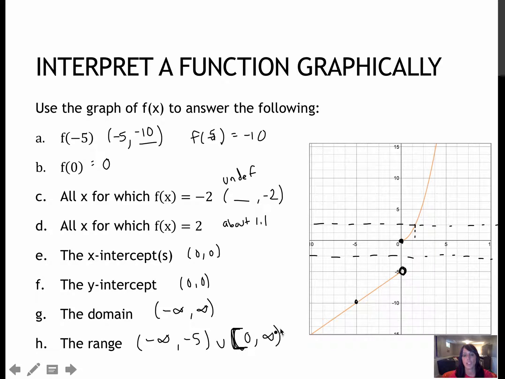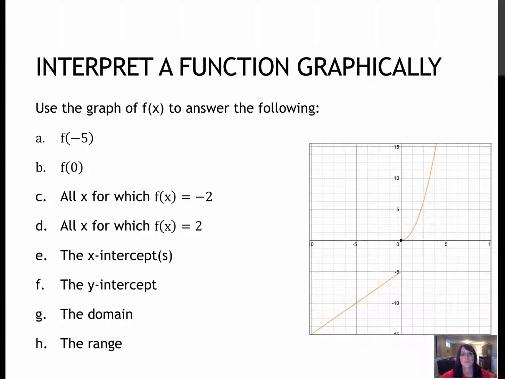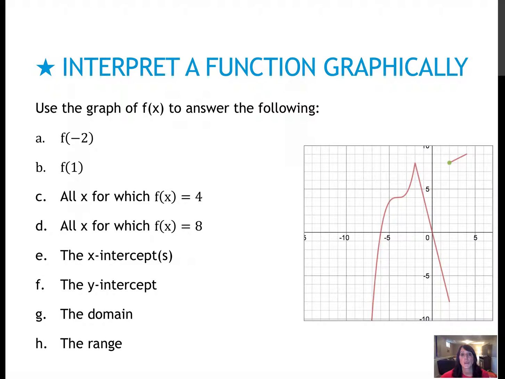So it's kind of putting together a lot of stuff that you sort of already knew. This will come into play if you take a trig or a calc course. This is one for you to try on your own, so press pause, do all of the questions, then press play to check your work.